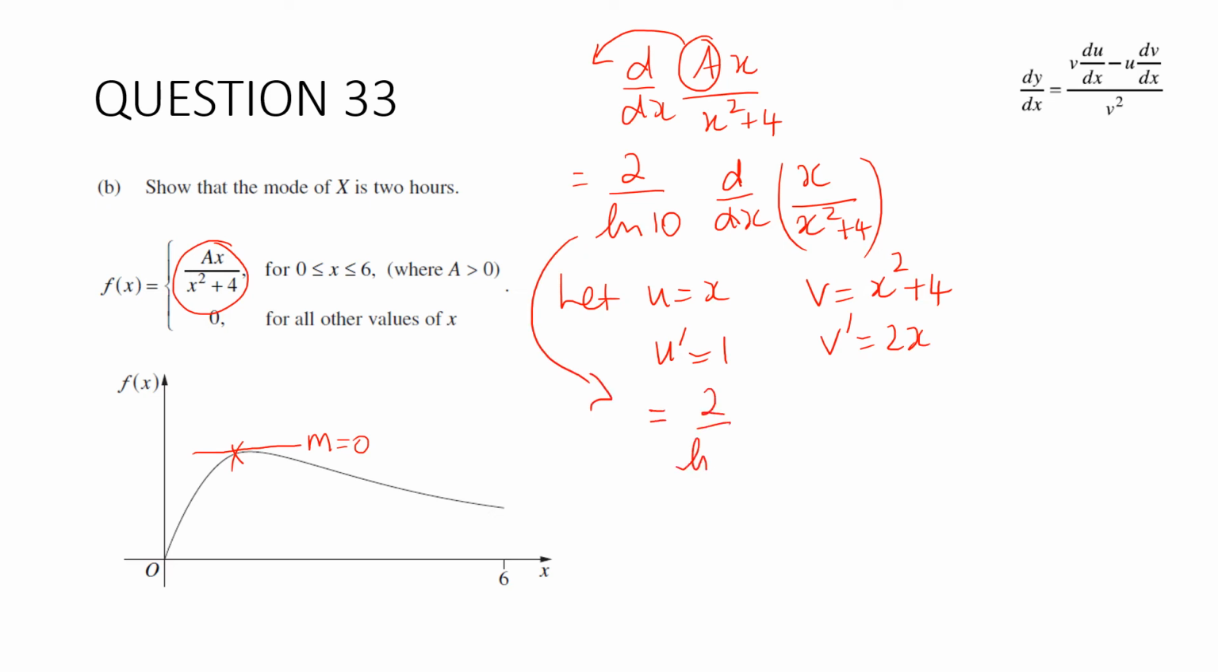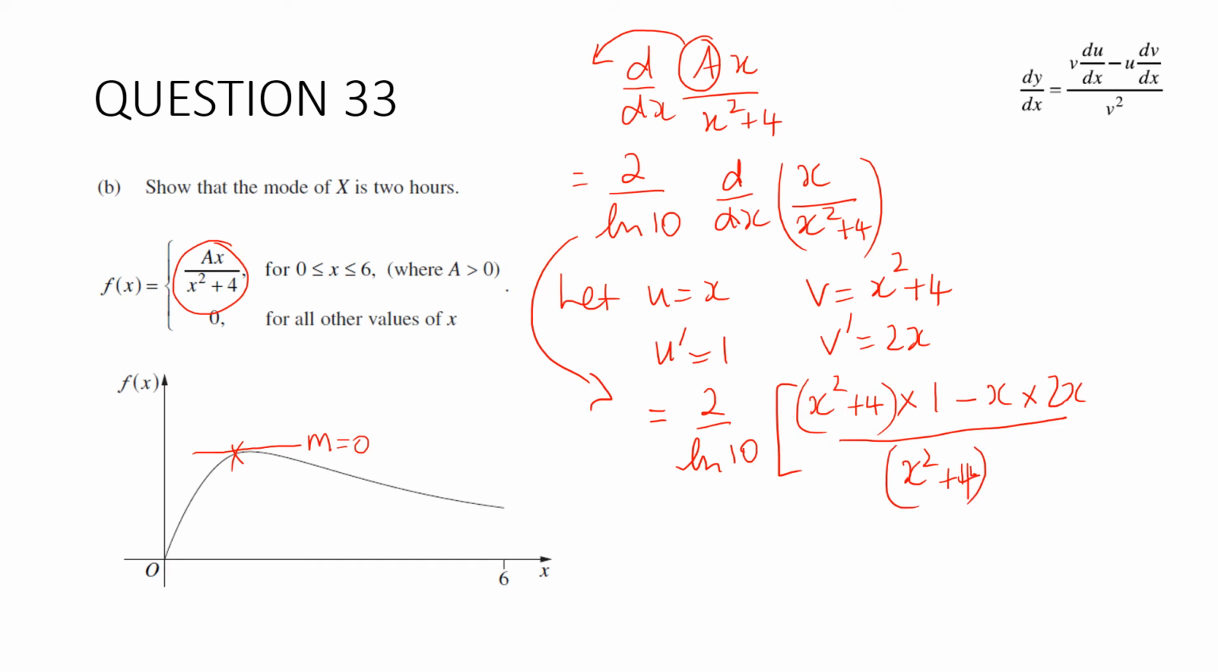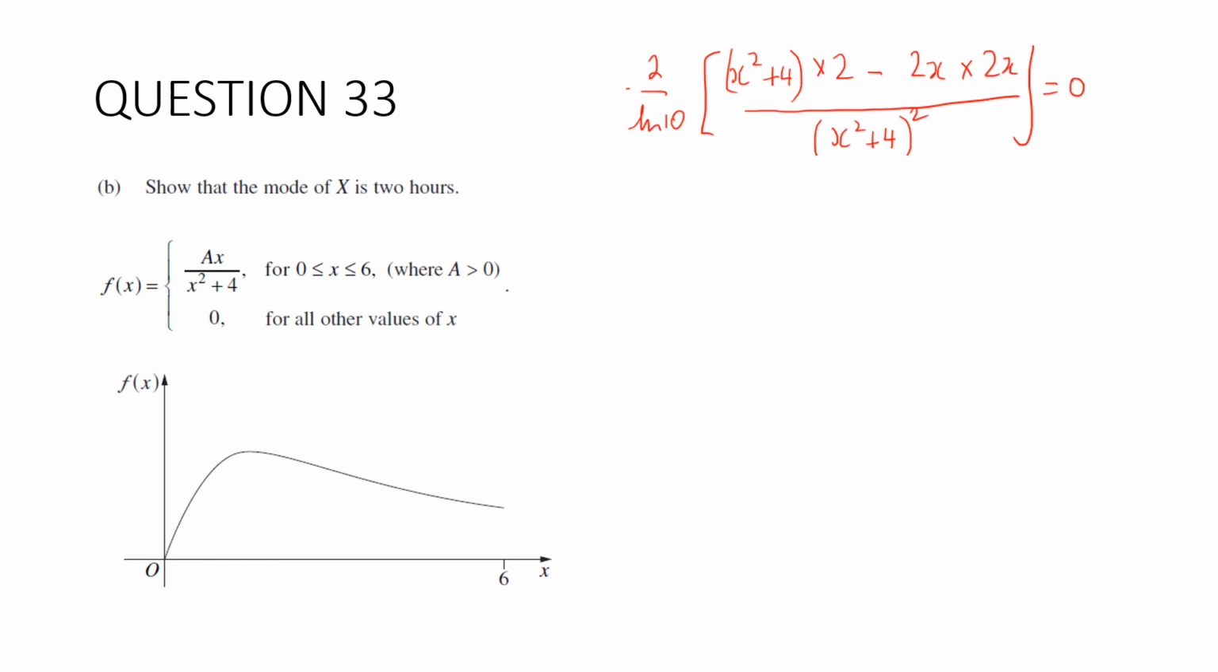2 over ln 10, v, which is x squared plus 4, don't forget your brackets, times du dx, minus u times dv dx, all over v squared. That's a 4 there. And I want to put all of this equal to 0. Okay, firstly, we can divide both sides by this 2 on ln 10, that's going to go. And we only want to solve this numerator because there is no circumstance where the denominator can equal 0.